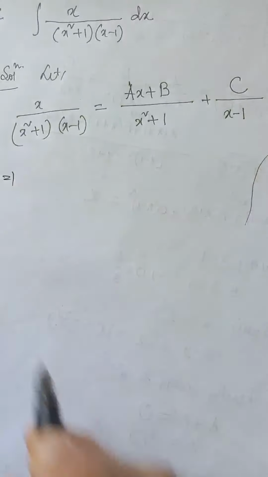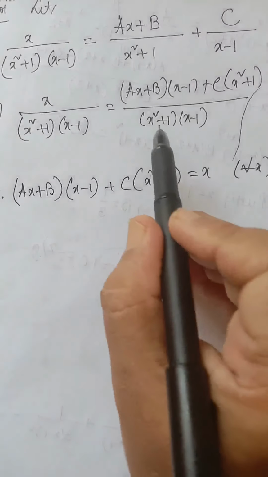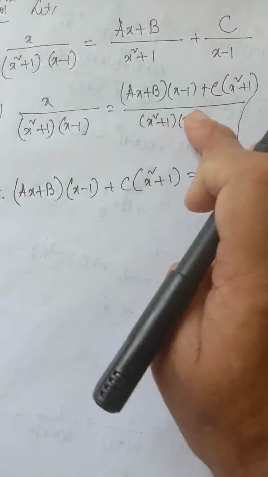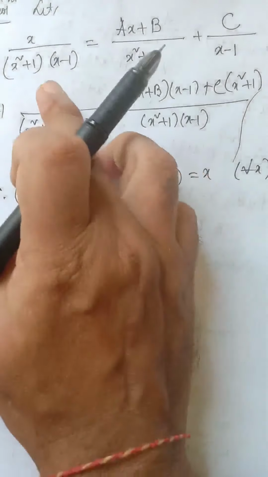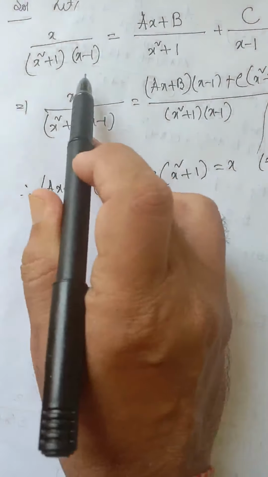Okay, we will take LCM in the right hand side. So first I have taken LCM in the right hand side, and then cancelling the denominator we get this. I have written the left hand side equal to x. Now see the factors of the denominator.